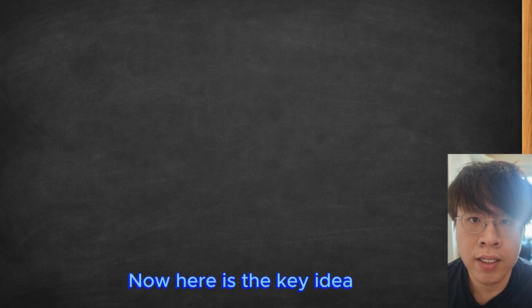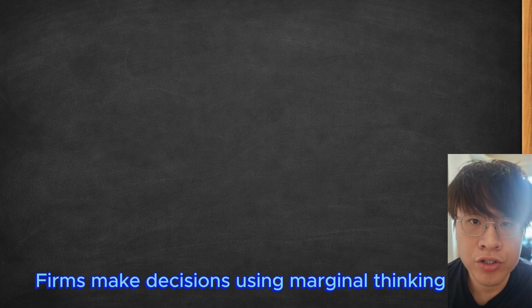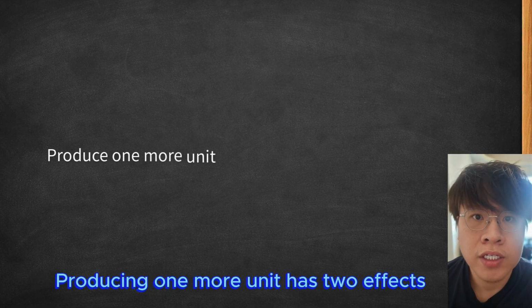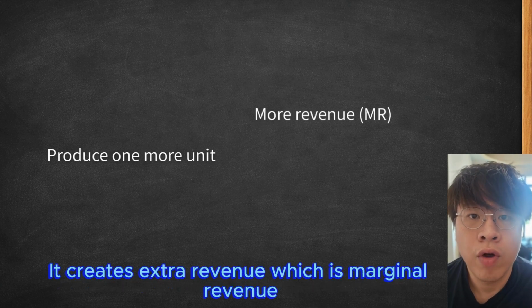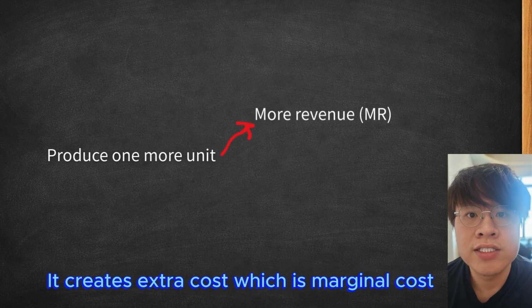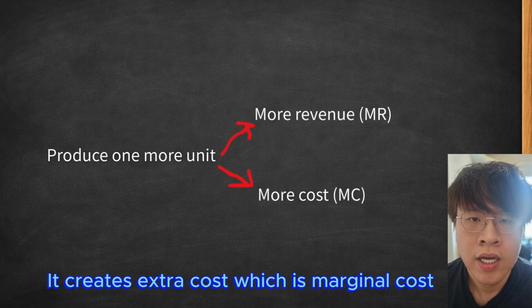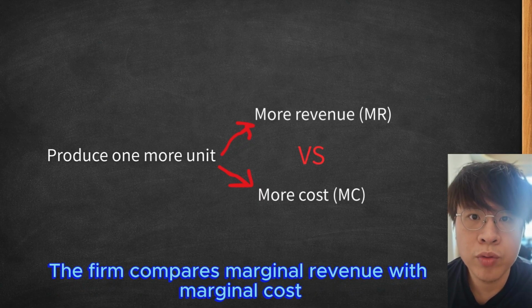Now here is the key idea. Firms make decisions using marginal thinking. Producing one more unit has two effects. It creates extra revenue, which is marginal revenue. It creates extra cost, which is marginal cost. So the firm compares marginal revenue with marginal cost.